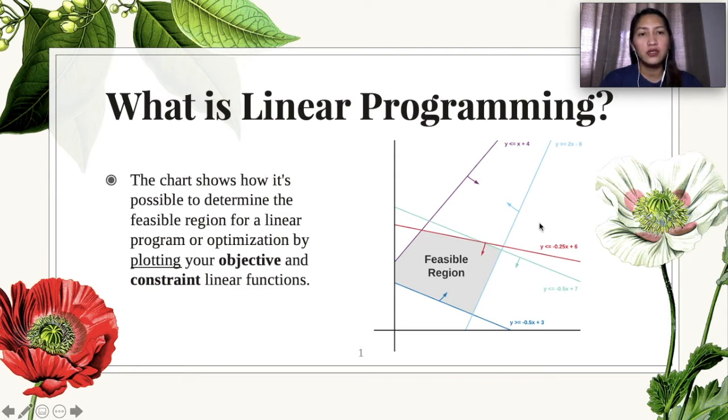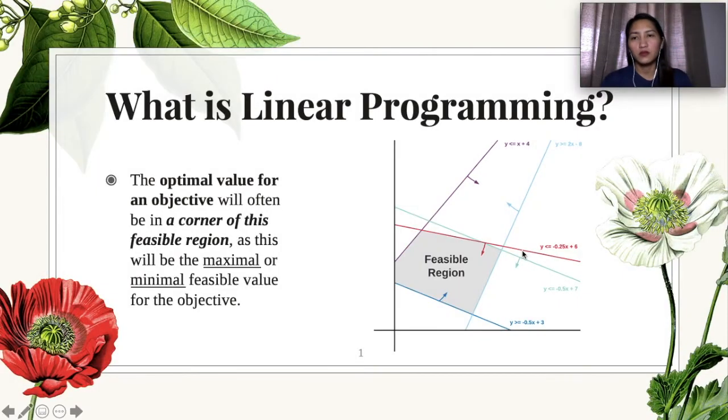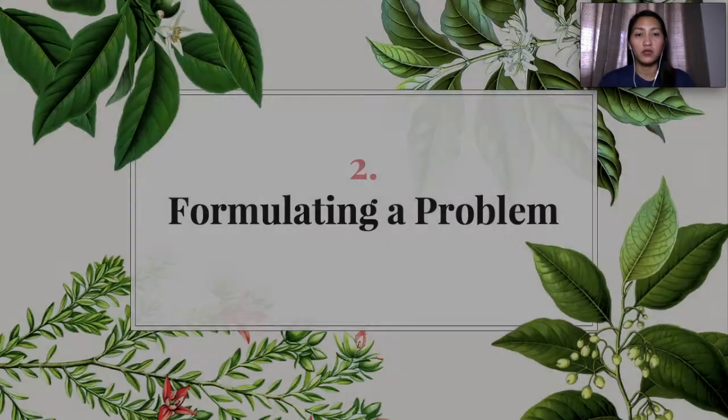So this chart, once na yung mga linear functions natin ay nag-meet or nag-intersect, meron tayong tinatawag na feasible region. Okay, so this feasible region sa isang linear program or optimization is achieved through plotting your objective and constraints. So every corner point of this feasible region, so if this is your feasible region, every corner point here will be your maximal or minimal feasible value for your objective. So lahat ng corner points dyan natin, ayan yung tinatawag na maaaring maximal or minimal feasible value for the objective.